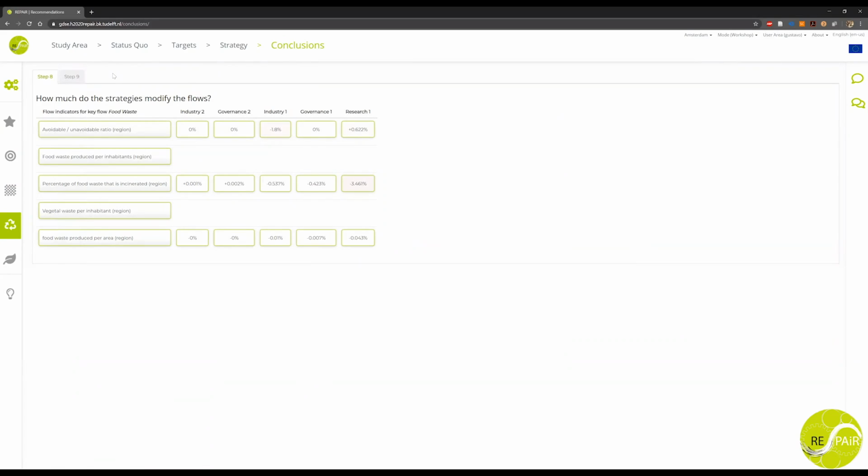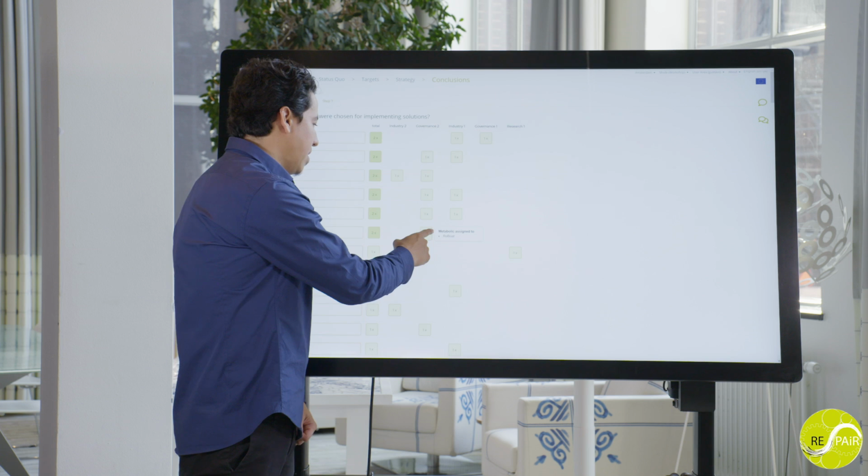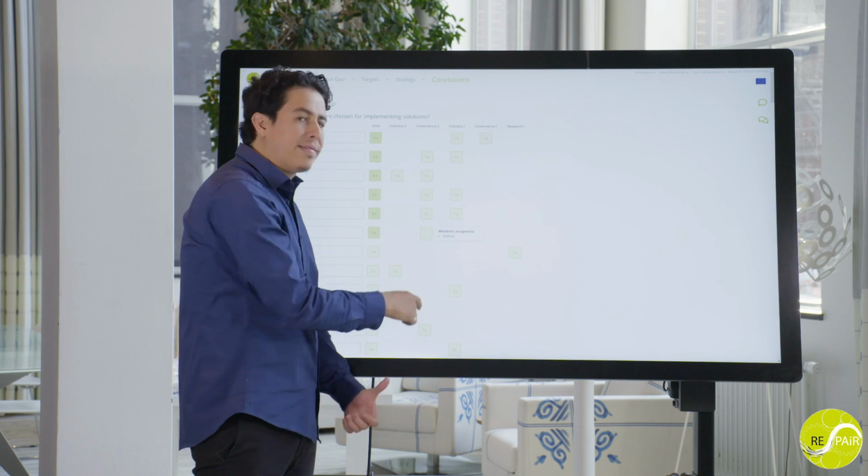And finally, the GDSE also shows a comparison of the effects of the strategies on the existing flows of waste. For example, the BioBean solution might have an impact on the flows of coffee grounds in the form of a decrease by a certain percentage of this flow. So this was the last step of this demonstration.